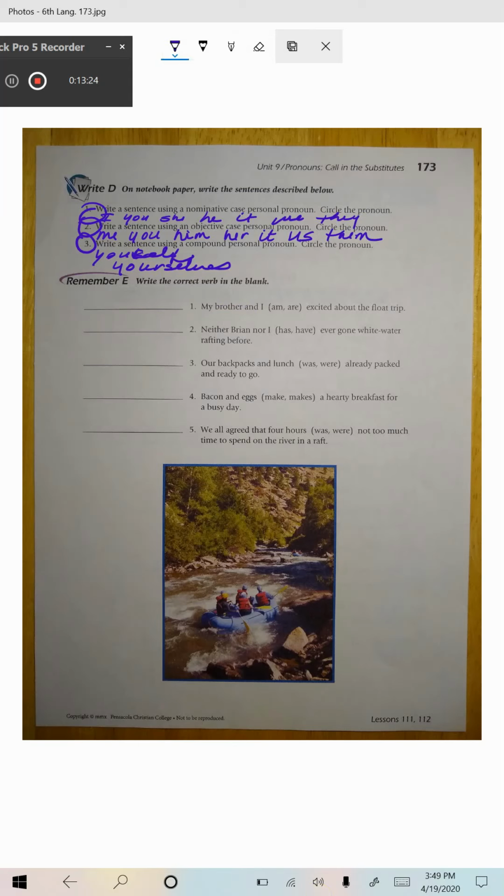All right. So my brother and I, this makes 2. So would we use am or are? Yes, we would use are. So in this one, it's either or. It's one or the other. So you would still use singular. Neither Brian nor I, which one's singular? Has. Oh, my goodness.